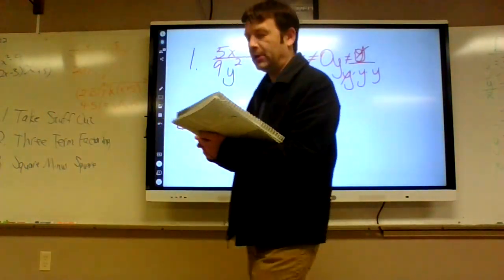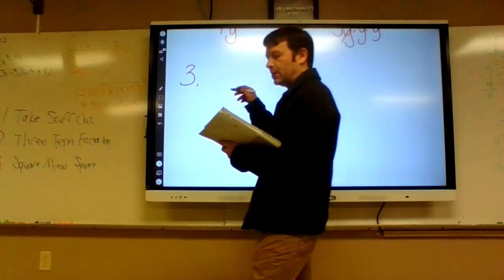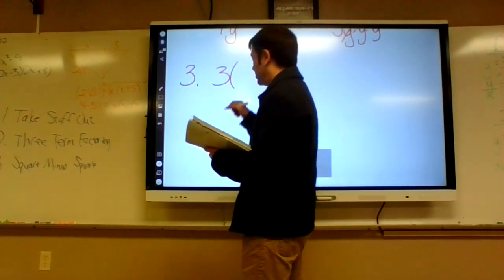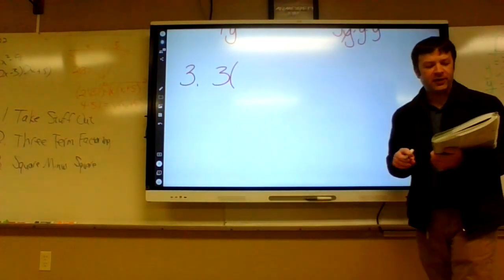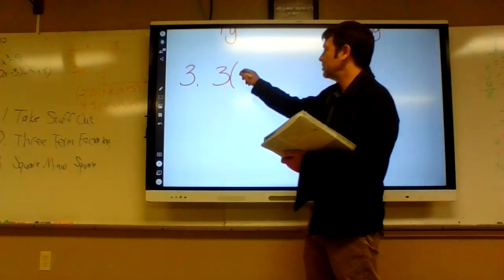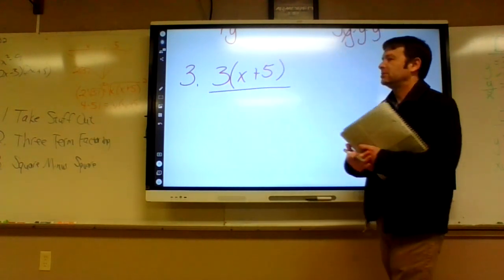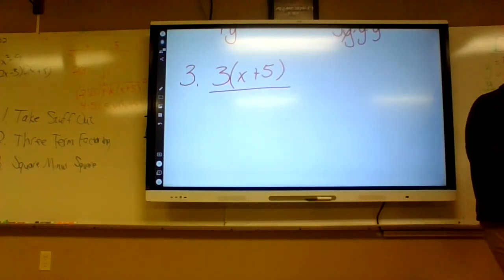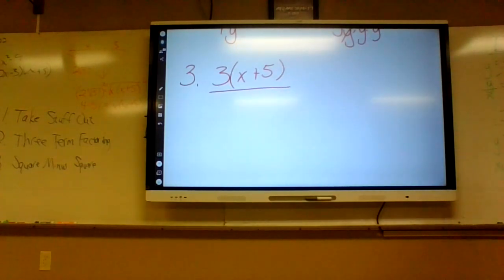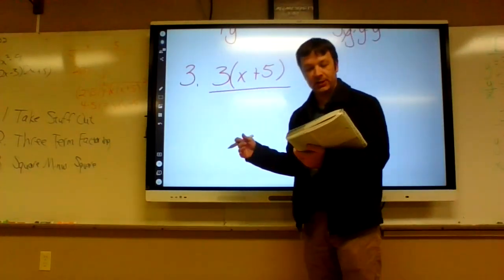All right, number 3, on the top, what can we do to the top? Take out a 3. Now you can't just throw the 3 away, you got to put it outside of parentheses. What's left if I divide both those terms on the top by 3? X plus 5. If I multiplied the 3 back into the parentheses, it would go back to 3x plus 15. But I don't want to do that. I want to keep it like that.